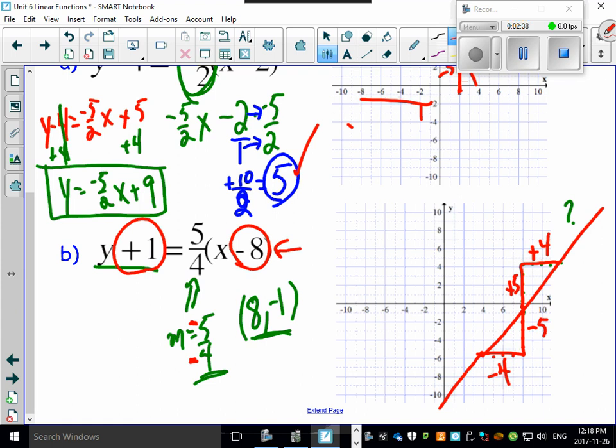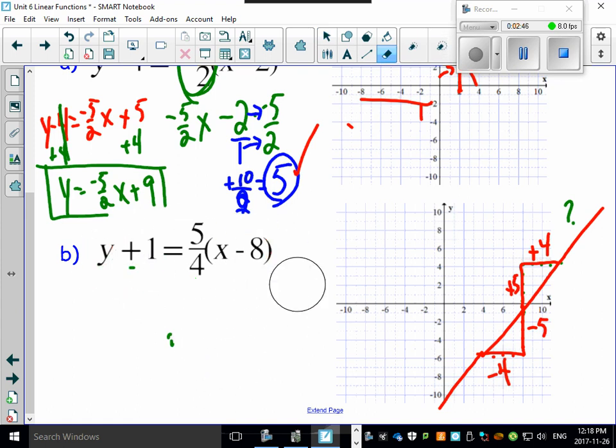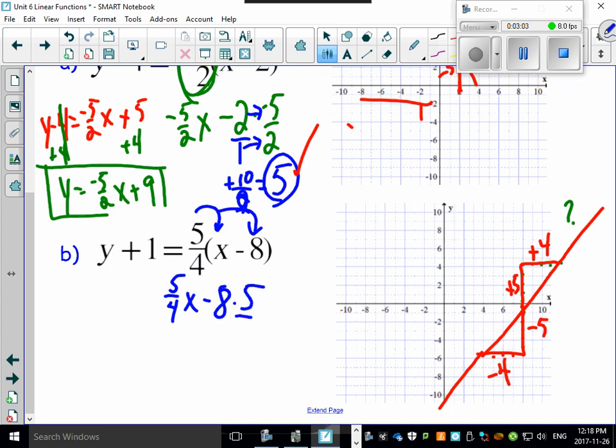Now, here's an interesting question then. It says, now that we've got this, let's graph this using technology. Okay, so do you remember how to do that? We have to convert this into y equals mx plus b form. So that must mean that we have to take this guy, distribute it here and here, giving us 5 over 4x. This is minus 8 times 5 over 4. Okay, that still equals the y plus 1 over here. We haven't touched that yet.